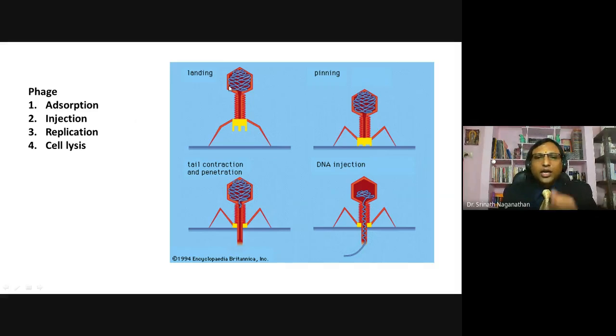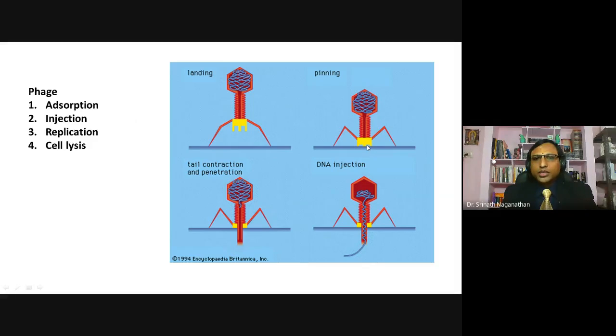For this, we have to understand how the bacteriophages transfer their DNA to the E. coli. The phage has four processes for this. The first process is landing. Once they land on the surface of the organism's cell, they pin and adsorb on the surface. These two processes are involved in adsorption.